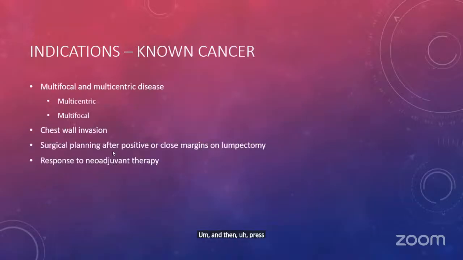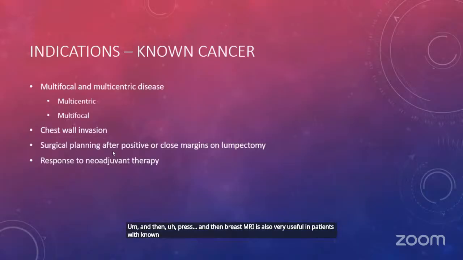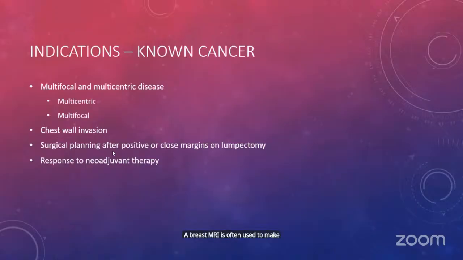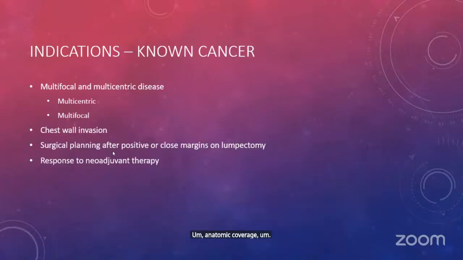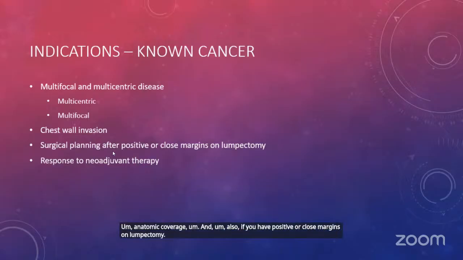Breast MRI is also very useful in patients with known cancer. In some patients, especially those with invasive lobular carcinoma or invasive ductal carcinoma with lobular features, breast MRI is often used to make sure there's no multifocal or multicentric disease, which can change surgical management. MRI can also help you see chest wall invasion, since it has probably the best anatomic coverage. And if you have positive or close margins on lumpectomy, breast MRI can show enhancement near the lumpectomy site that could help you plan to go back in and take out any cancer you might have left behind.